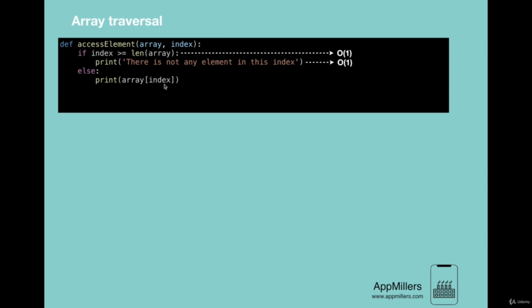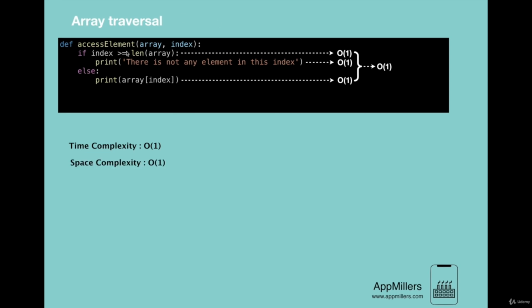Because we are not iterating through the array, we are just giving the exact address of the element over here, which is the best characteristic of an array: to access the element directly based on the index. So this part over here will take constant time operation. If we combine all these constant time operations, we have constant time operation, which means that the time complexity for this method is O(1). And the space complexity for this function will be O(1) also, because we don't need extra space here to perform this operation.